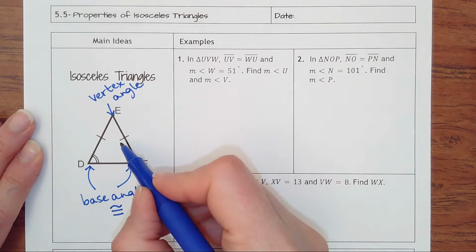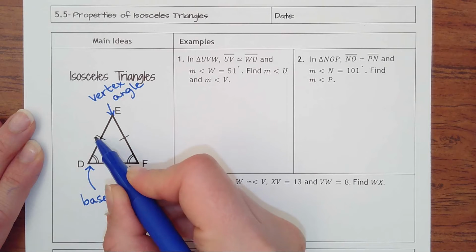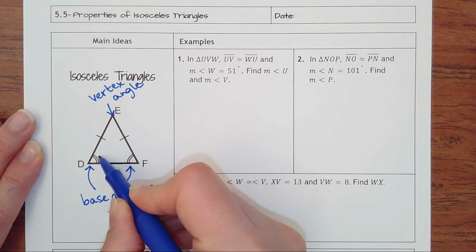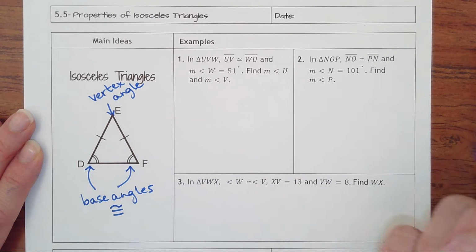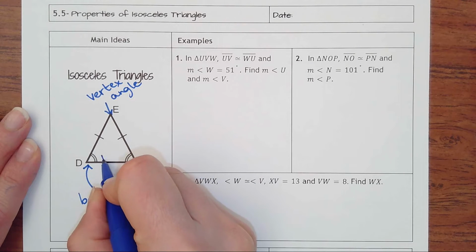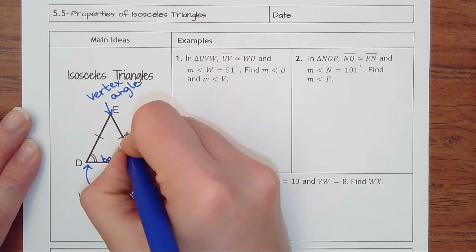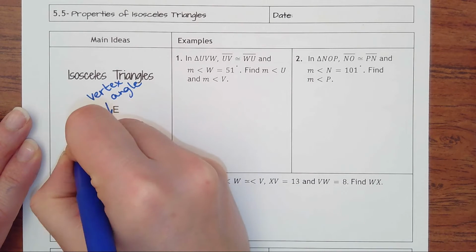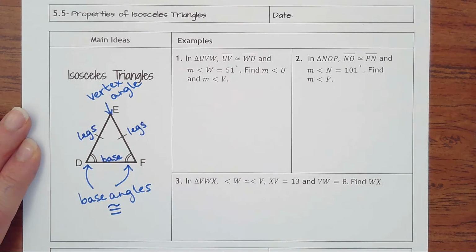Okay, so again, because these two sides are congruent, the angles across from them that they open up into are going to be congruent. So then you also have, this would be called the base. These are the legs. You might hear that terminology sometime.